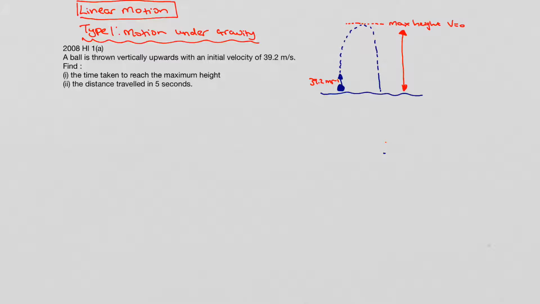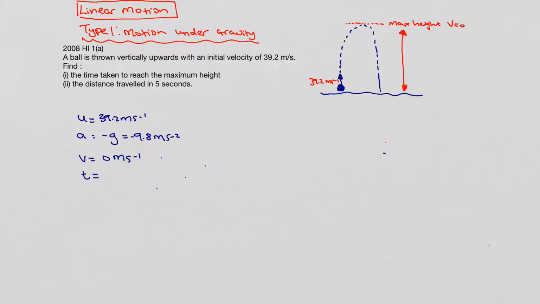And we know then that u is 39.2 meters per second. So because we're giving that a positive value, as we said a minute ago, we're going to assign g a negative value. So, sorry, I should say a there. So a is equal to minus g, in other words, minus 9.8 meters per second squared. And we know that the final velocity when it reaches its maximum height will be 0.